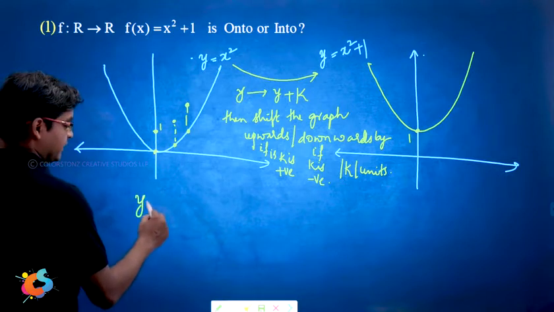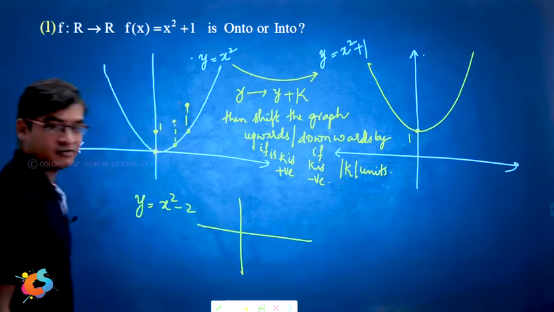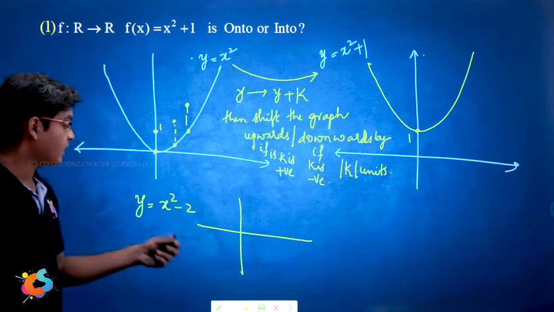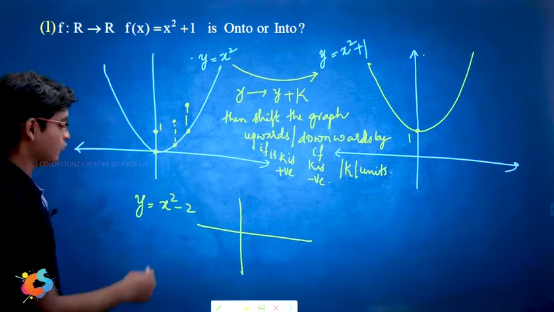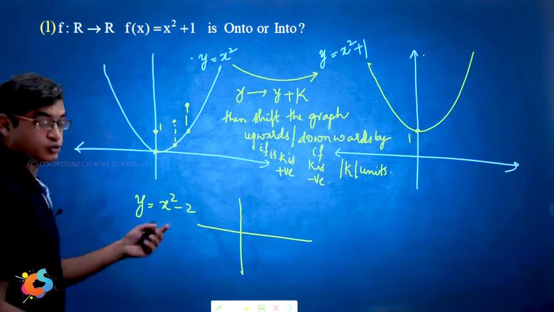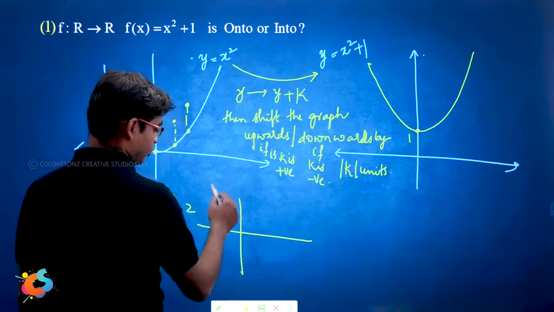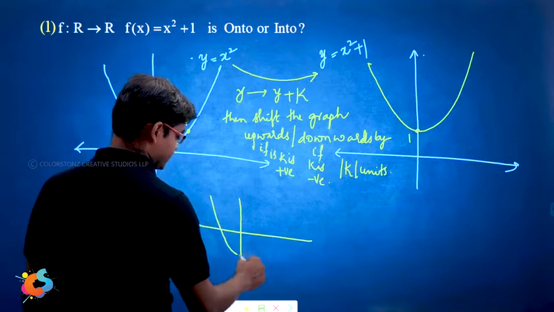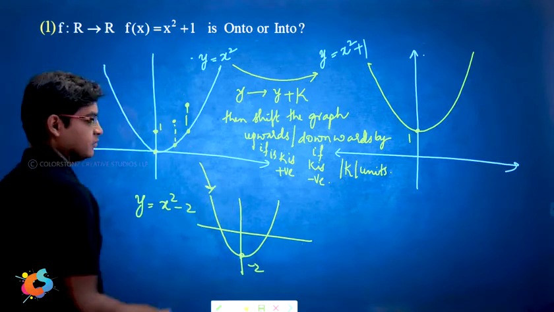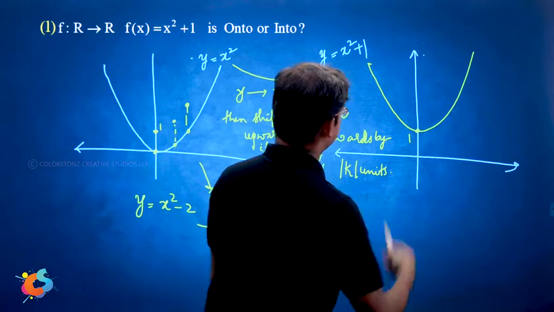So if you are drawing y is equal to x square minus 2, then how will the graph be? Because k is negative, you have to shift downwards. How many units? Mod k units. What is k? Minus 2, right? So k is minus 2. So therefore mod k is 2. So shift the whole graph by 2 units downwards. So that's it. This is minus 2. The same graph has become like this.